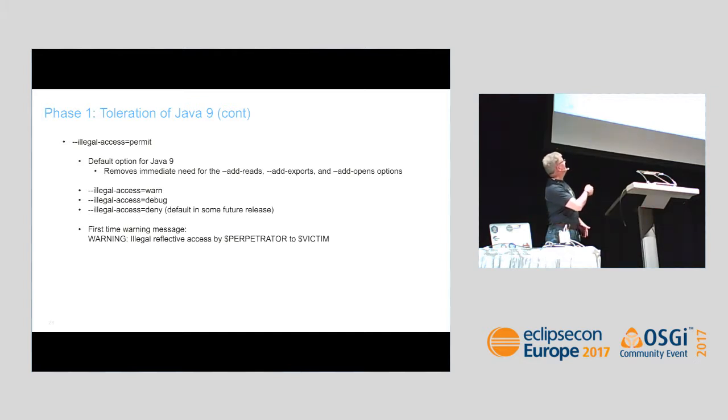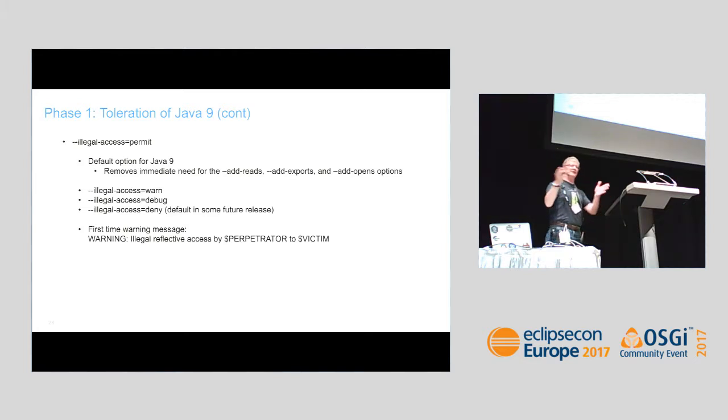It used to be that the first iteration of this had an option called permit illegal access. And what they did when they finally went out the door is to modify that to give multiple values to illegal access. So the permission is now default for Java 9. So this will help your applications tremendously.